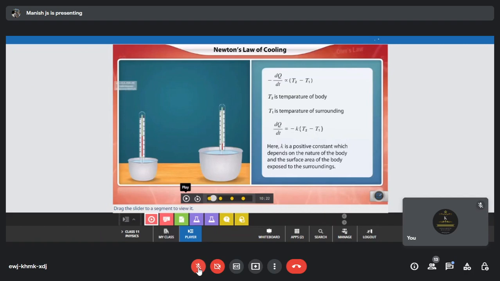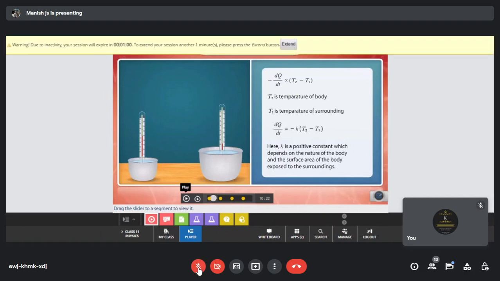So the constant is dependent on two different things. First, the nature of the body. What nature the body is made up of, whether it is a very good conductor or insulator, whatever it might be. Second, the surface area in contact. So greater surface area means the rate of cooling is going to be much faster. If the surface area is less, it will cool slower. So the rate of heat transfer or rate of heat loss will be lower. So that is the idea. So this is all about Newton's law of cooling.